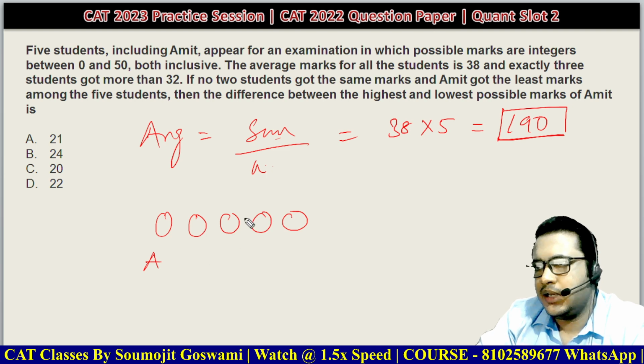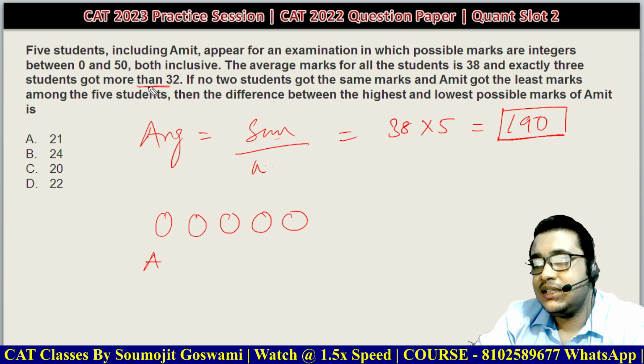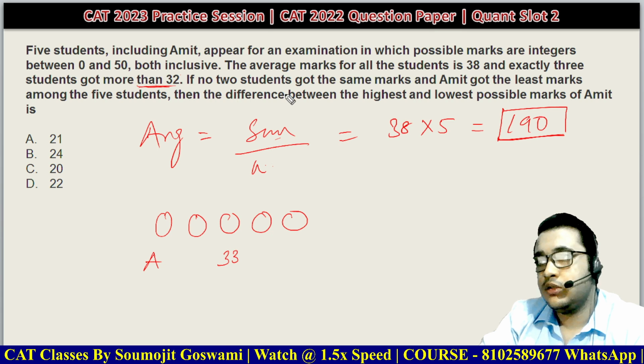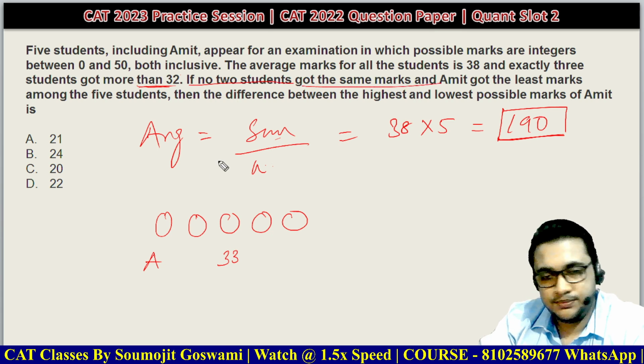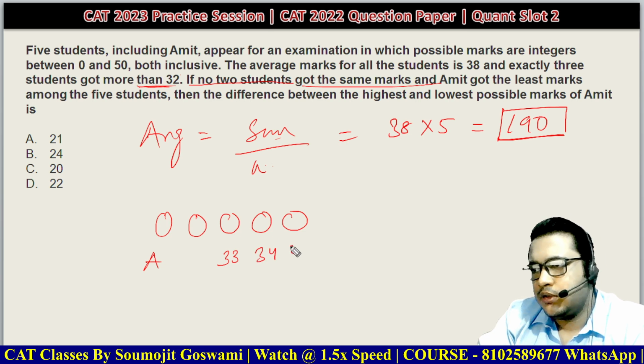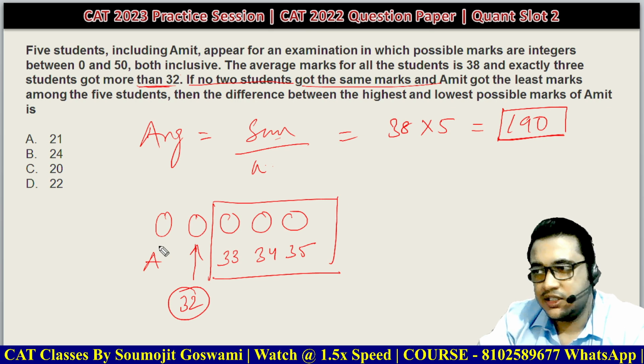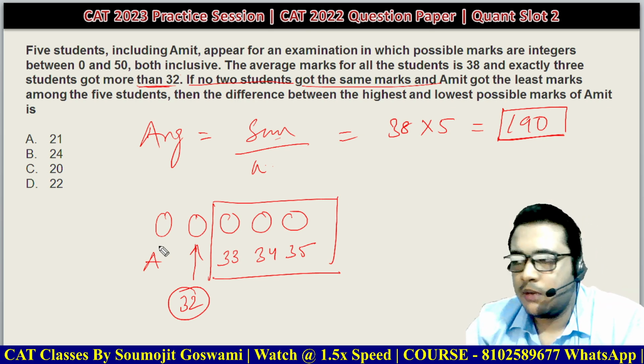And then these fellows. Now the question has told me that the average marks is 38 and exactly 3 students got more than 32. What does this mean? That exactly 3 got more than 32. And also one more interesting thing is that no students got the same marks. Effectively what they're telling you is that it can be 33, 34, 35. This number can be 32, but it cannot be more than 32 because there are only 3 numbers which are more than 32. So this is the idea of averages, if you are comfortable with it.